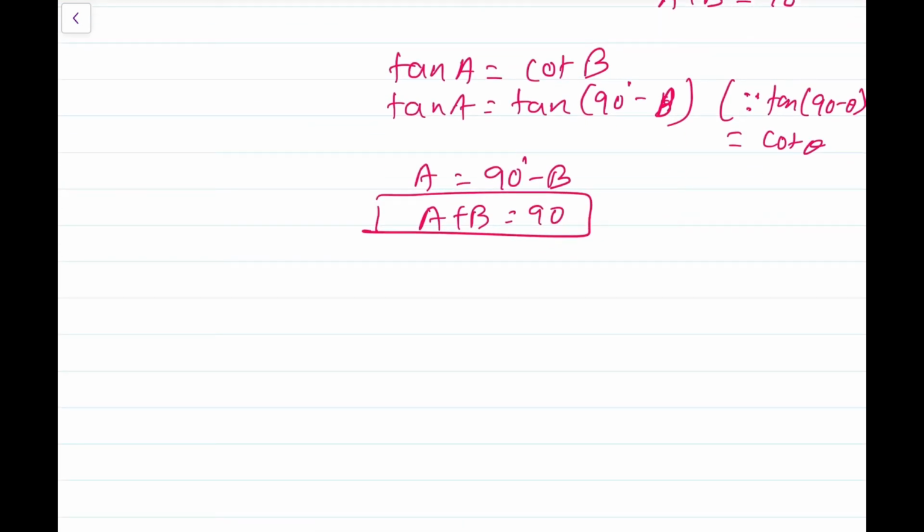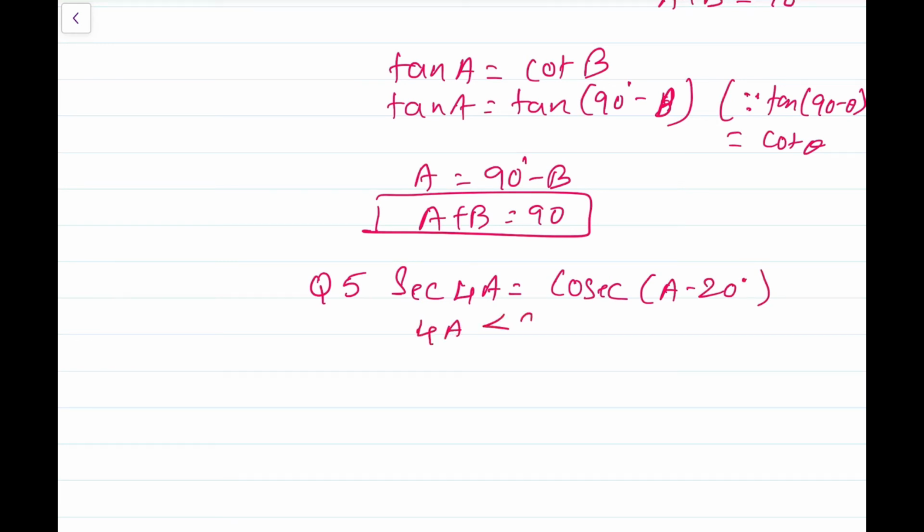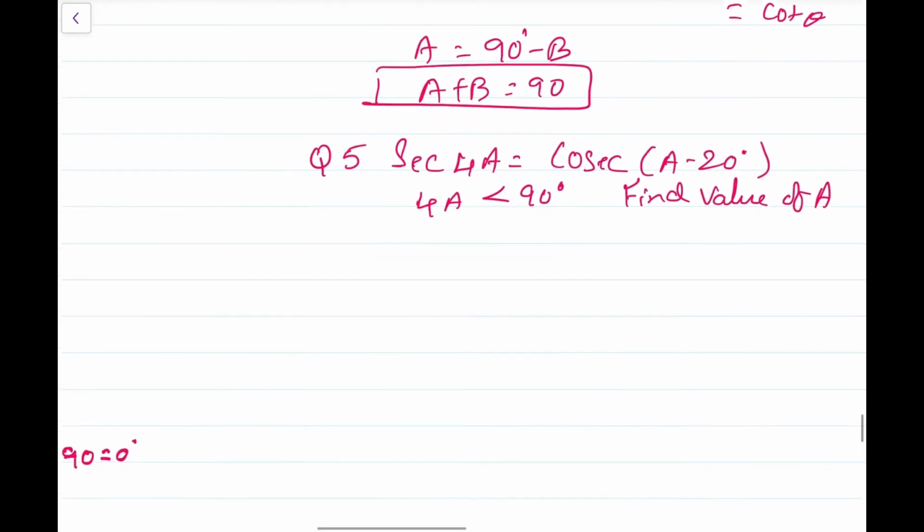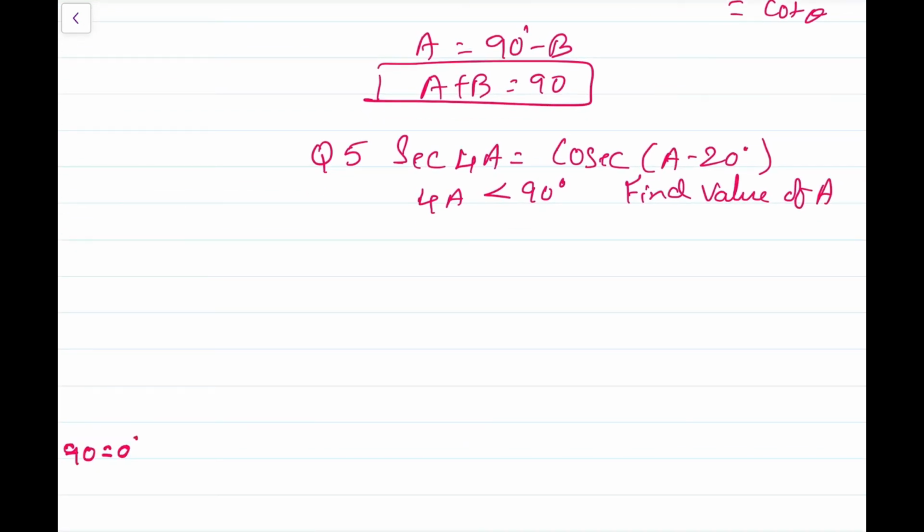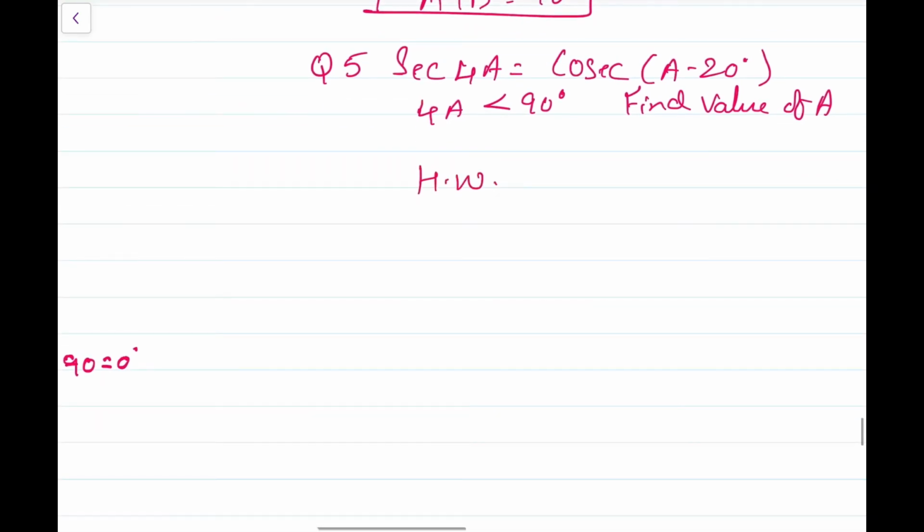Let us do the fifth question. Here sec 4a is equal to cosec (a minus 20). 4a is less than 90 degrees and find value of a. It is similar to the one we did. So that would be your homework. Now question number 6.